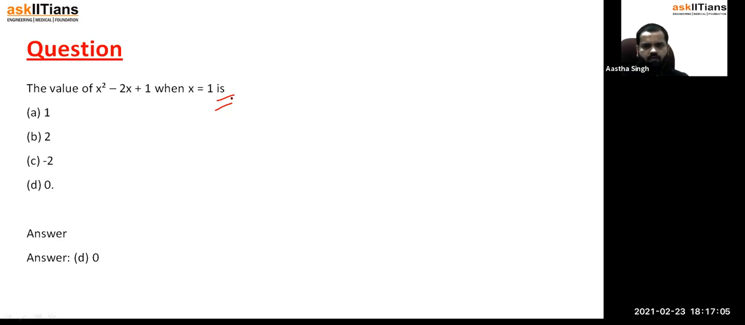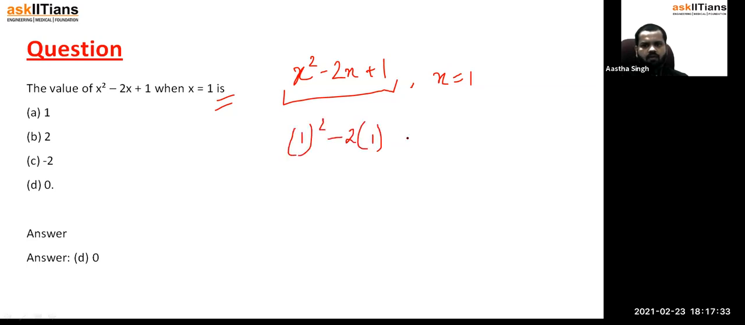Guys, the question is x square minus 2x plus 1, and you have to find the value at x equal to 1. I've already told you that to find the value of an expression, just put the value of x into the expression and you will find the value. So 1 square minus 2 into 1 plus 1. 1 square is 1, then you minus 2 plus 1. So ultimately you will get 0.